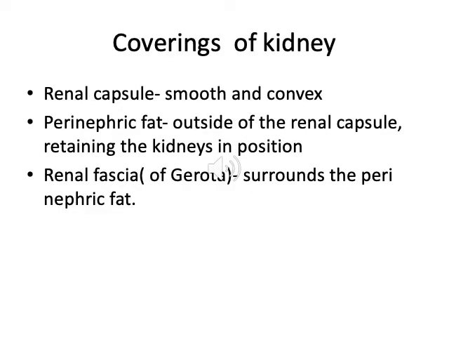The kidney is surrounded by tough fibrous tissue, which is called the renal capsule. It is smooth and convex. The renal capsule is itself surrounded by the perirenal fat or perinephric fat, which helps to retain the kidneys in position. Outside the perinephric fat, there is the renal fascia.